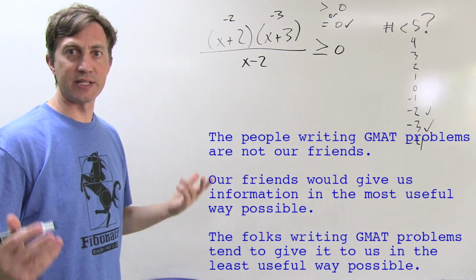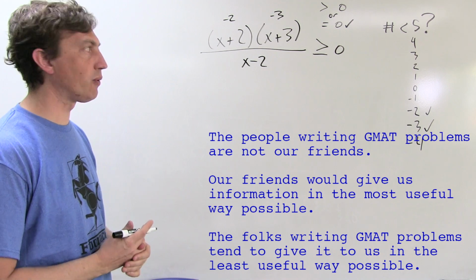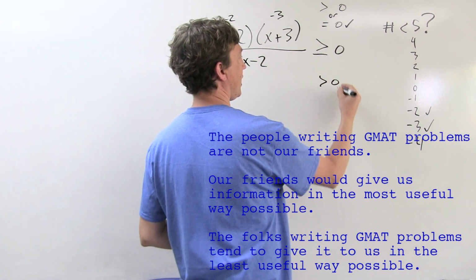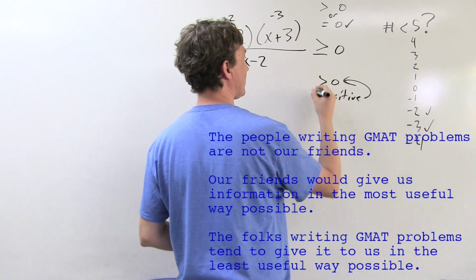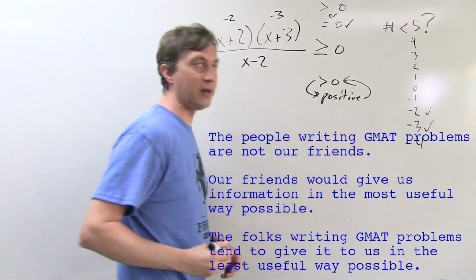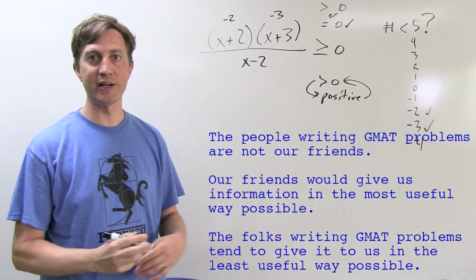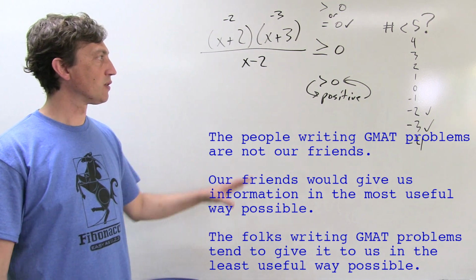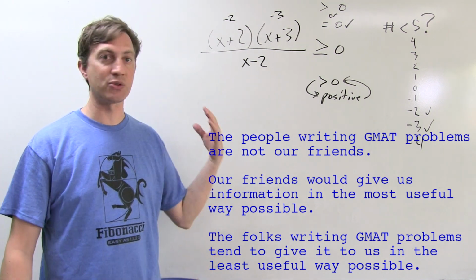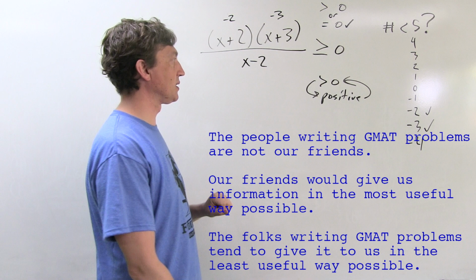Greater than 0 is a synonym for positive, and the folks at GMAT, whenever they write greater than 0, I immediately just think positive, and whenever they write positive, I immediately think greater than 0. I go on the assumption that whoever's writing problems over there is not my friend, and they are trying to make things as hard as possible for me. So if they can ask something in a kind of backwards way, they're going to do it to me. And that's what they did here.